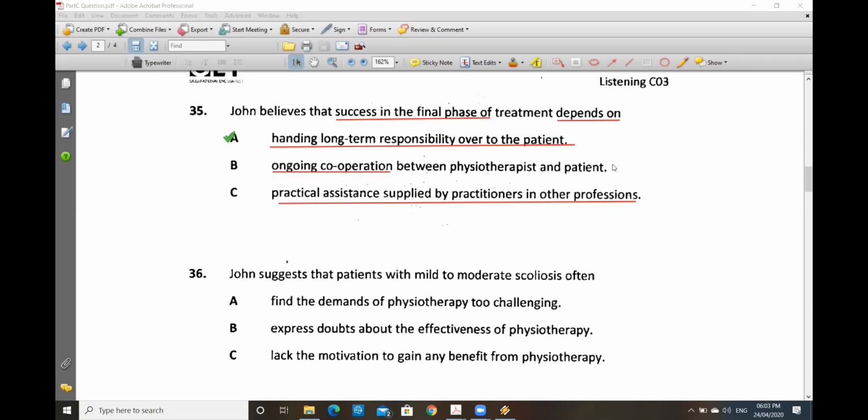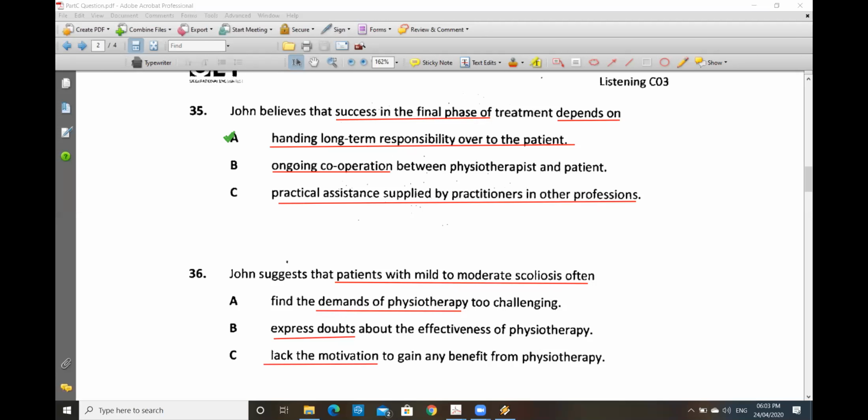So almost all of you went wrong here. One person could get the correct answer. That's great. Long-term responsibility is to be handed over to the patient. Okay, and 36. Here this was about the patient's attitude. How do patients feel about it? Do they find it very difficult? Do they doubt its effectiveness, or don't they have enough encouragement?